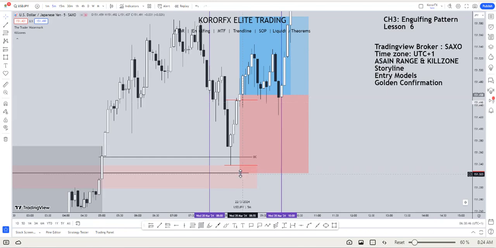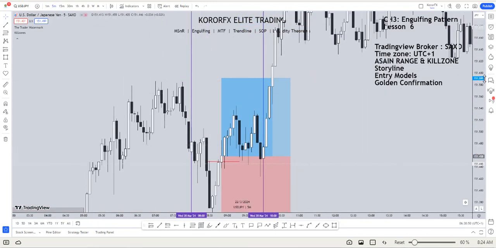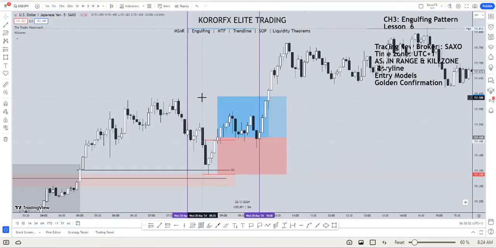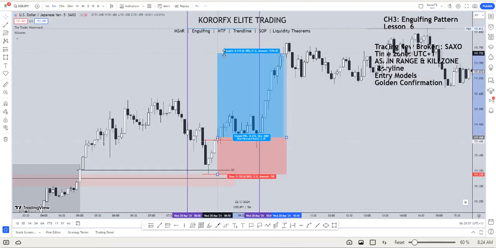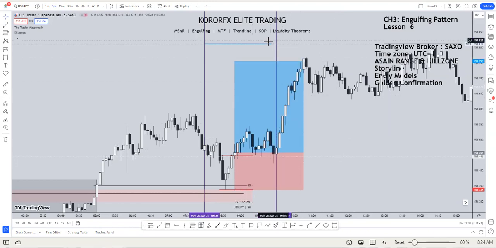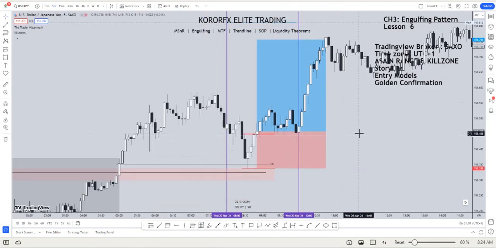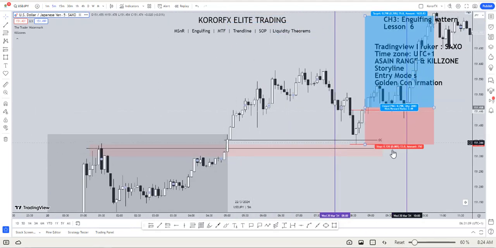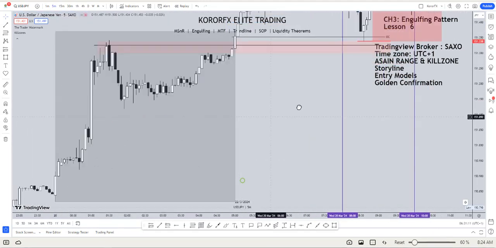Stop loss will be this. Then find 1 to 3 for maximum. Drag it and wait for the price to give you 1 to 3 maximum. If not, then 2 is okay, but maximum 1 to 3. If you don't have 1 to 3, then you can exit at 1 to 2, 1 to 2.5, whatever.